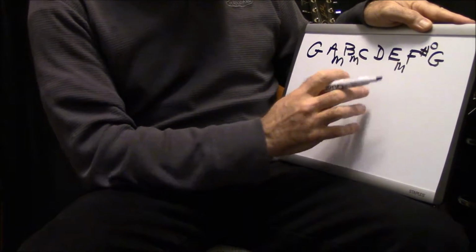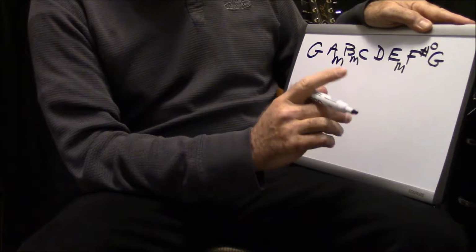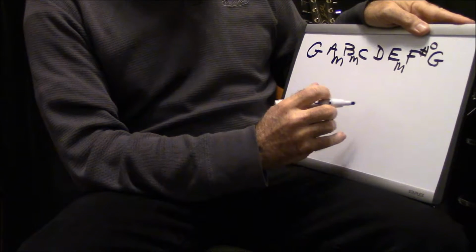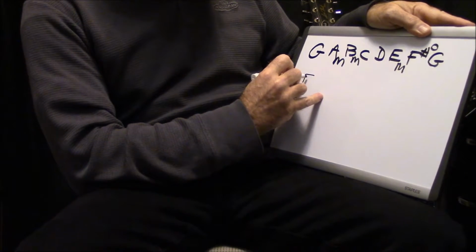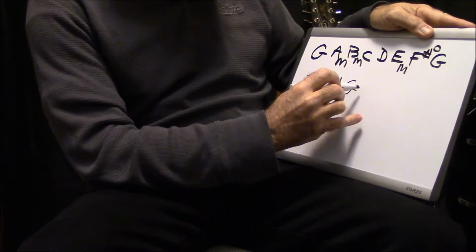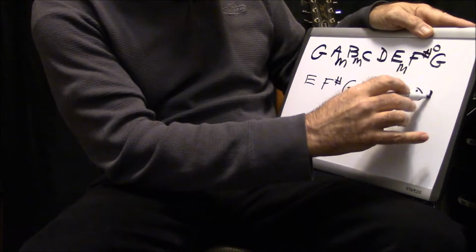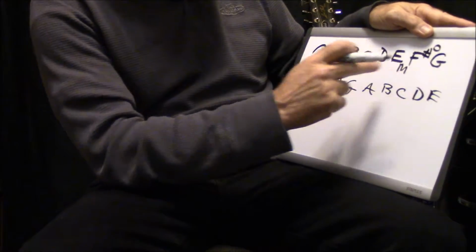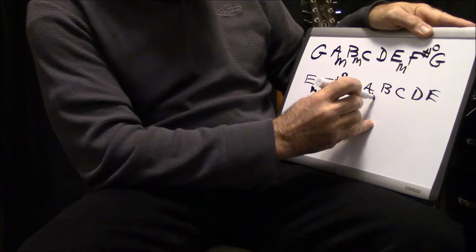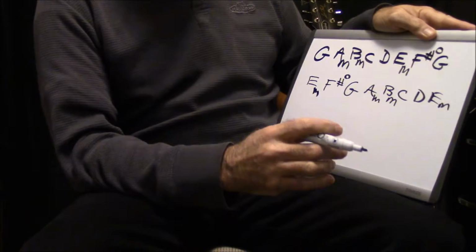So the 6th note of the major scale is also called the relative minor or the Aeolian mode. Now, what I'm going to do is start with the E and write out the notes starting here. E, F sharp, G, A, B, C, D, and E. Now we're going to use the same chords, so it's E minor, F sharp diminished, G major, A minor, B minor, C major, D major, and E minor.